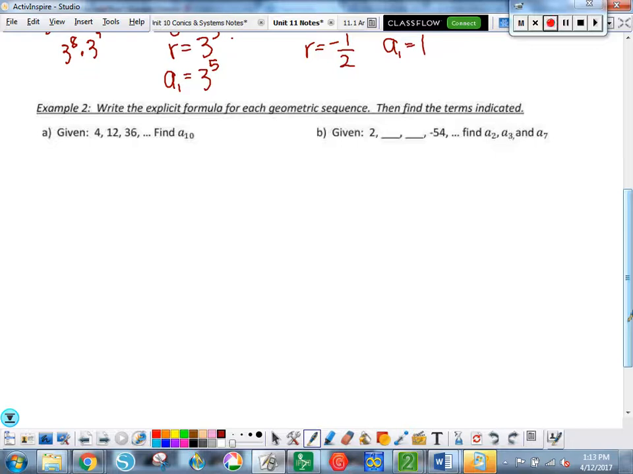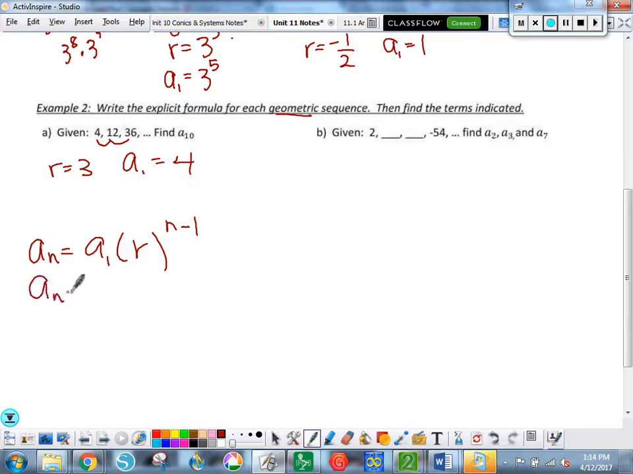Write the explicit formula for each geometric sequence, then find the terms indicated. So, we're told it's geometric. What's the ratio between them? Alright, it's 3. Now going back to the formula, a sub n equals a sub 1 times r to the n minus 1. We need to know what r is, and we need to know what a sub 1 is. Good. A sub 1 is 4, so take these two, plug them in. A sub n equals 4 times r, which is 3, to the n minus 1.